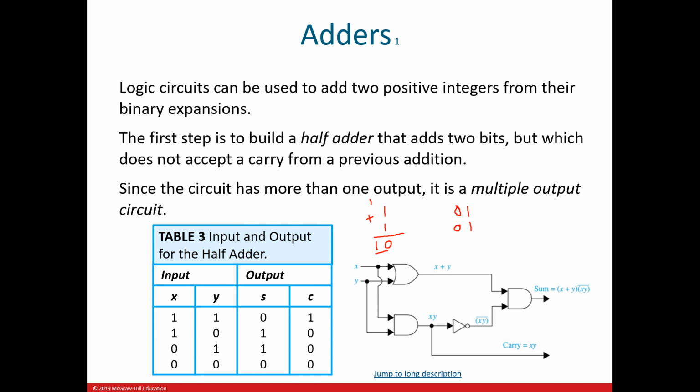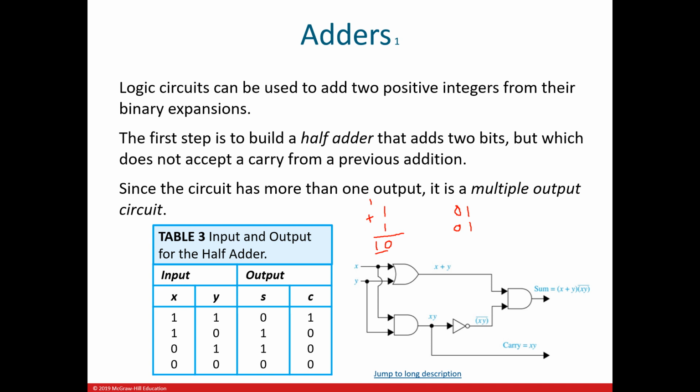If you add 1 and 0, then you get summation as 1 and carryover as 0. If you add 0 and 1, then you get summation as 1 and carryover is 0. And if you add 0 with 0, you get both 0.